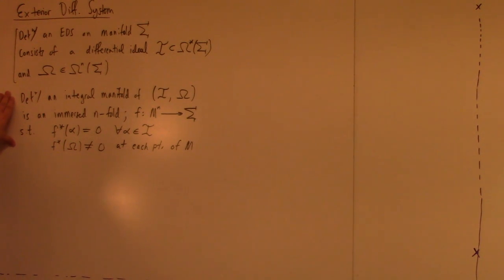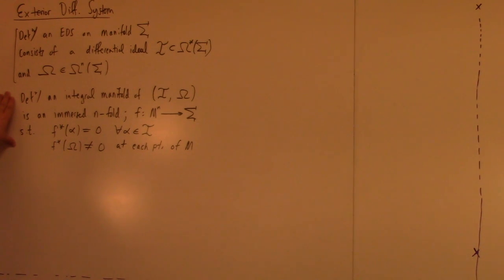Anyways, so definition: an integral manifold of this exterior differential system. Again, we should think of this exterior differential system as a pair. At the moment, it's the differential ideal, which defines the equations in some sense, but it's a little bit more than that. It's the equation, but it's also our notion of contact structure as we actually implement it on jet space or something.